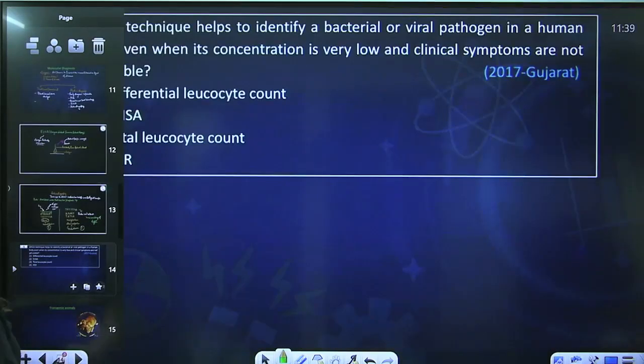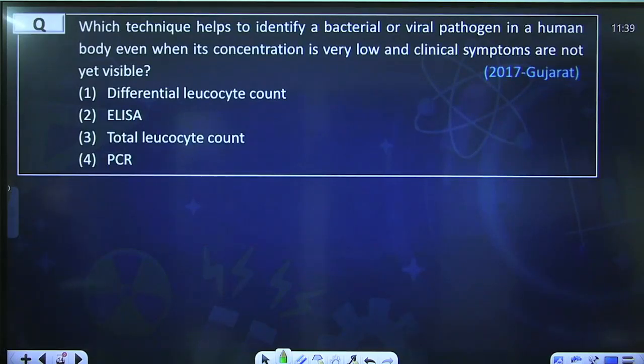Let's solve this question. Which technique helps to identify a bacterial or viral pathogen in a human body even when its concentration is very low and clinical symptoms are not yet visible? Differential leukocyte count, ELISA, total leukocyte count, or PCR.